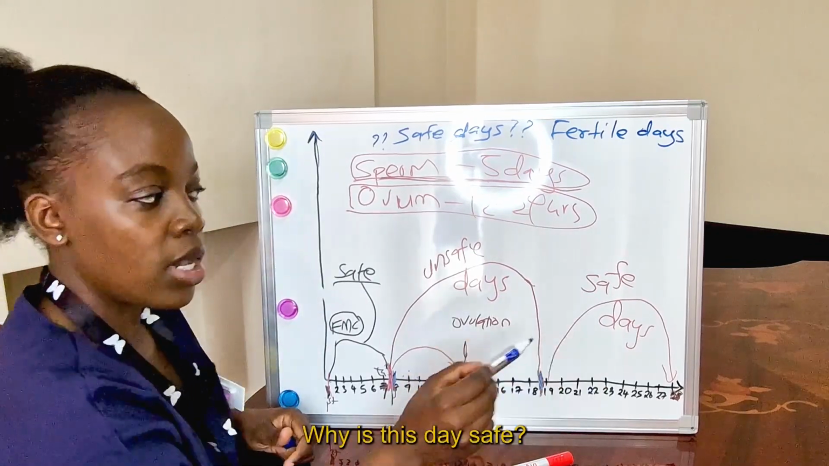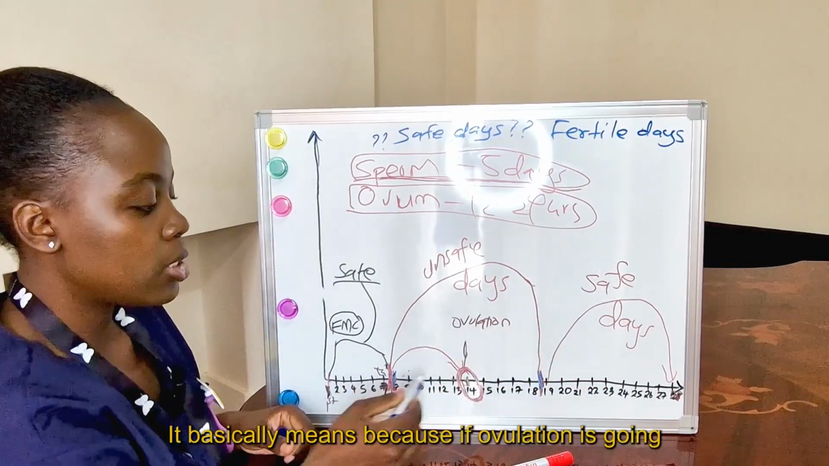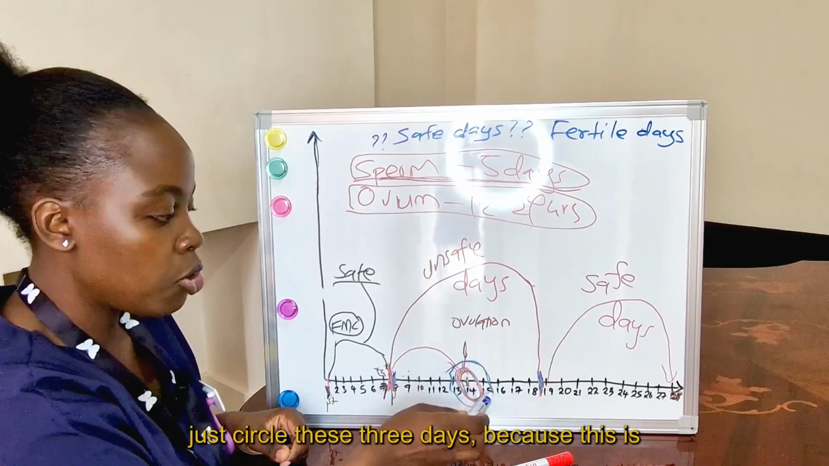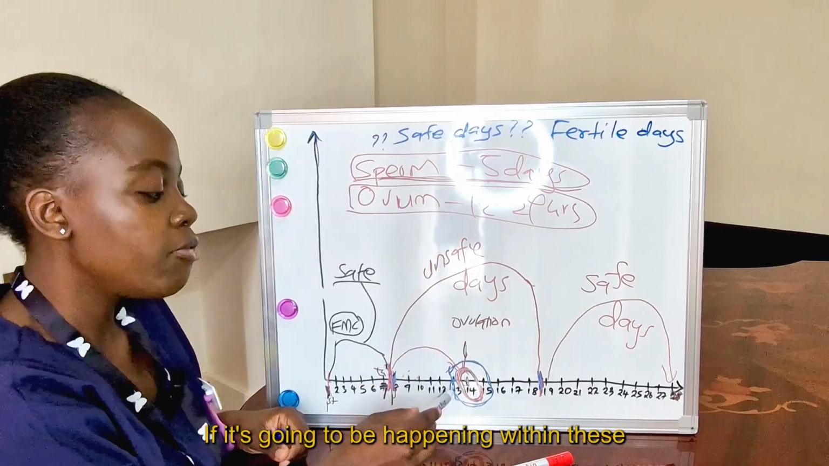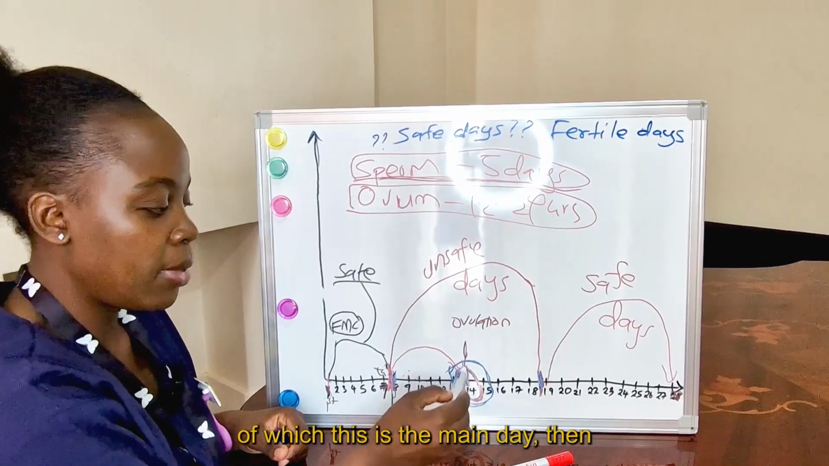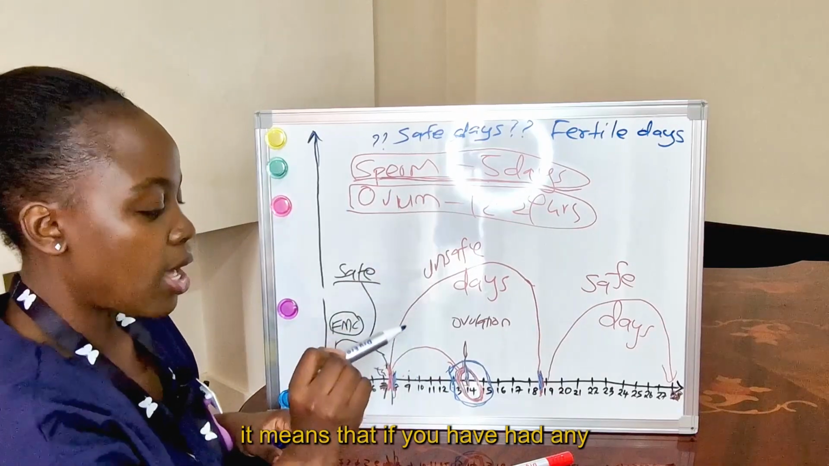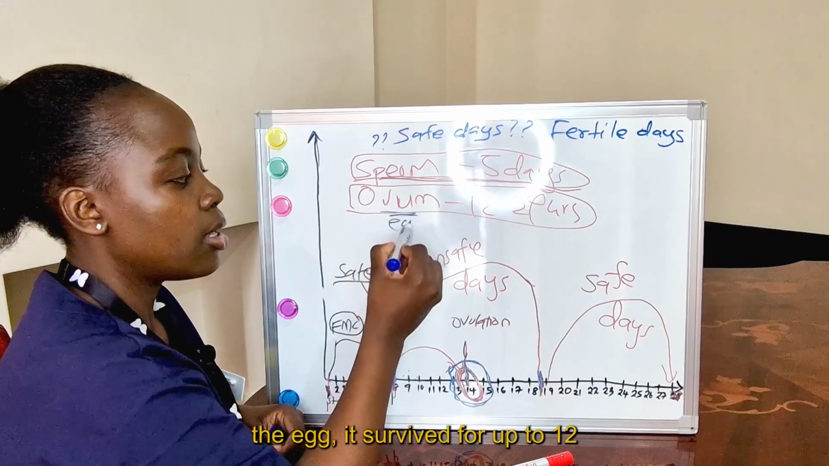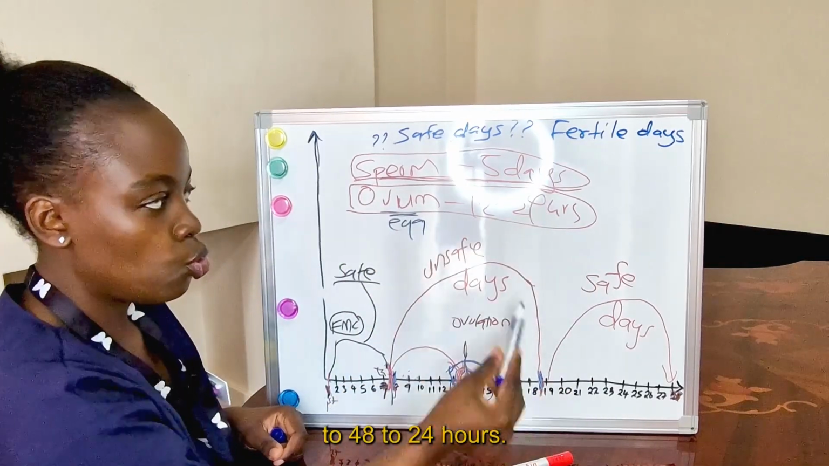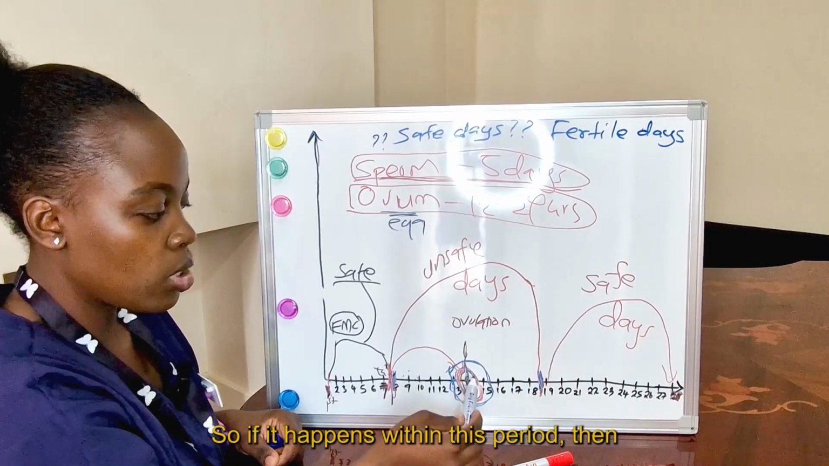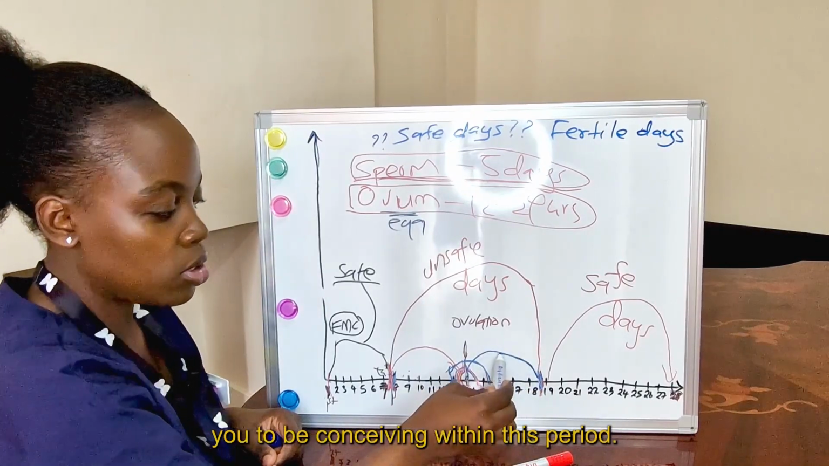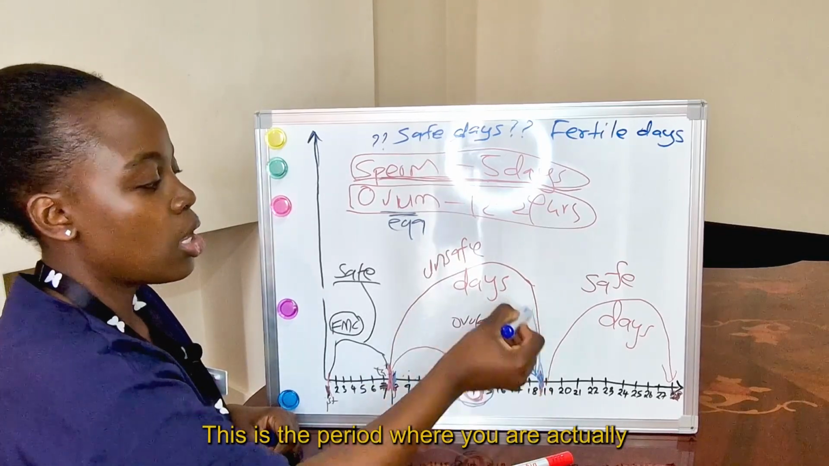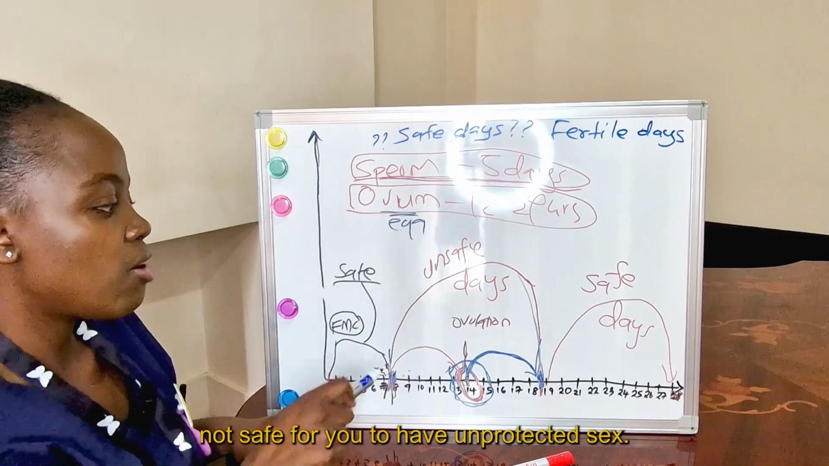So why is this day safe, and why are these days not? If ovulation is going to happen within these 3 days, let's circle them, because this is where you start seeing the signs and symptoms. The main day is in the middle. If you have had any unprotected sex, and the ovum, which is the egg, survives for 12 to 24 hours, then if ovulation happens within this period, there's a very good chance of you conceiving. That's why we say you are not safe. This is the period where it is not safe to have unprotected sex.